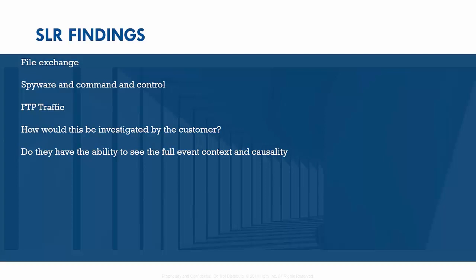So when we run an SLR, some of the findings that we're able to see are things like file exchanges, spyware and command and control traffic, and other types of traffic like FTP. So for a customer, some of the questions we may have for them are, how would this be investigated by the customer? If they saw spyware and command and control, how would they go about investigating this? And we'll discuss this further. And in their environment, do they have the ability to see the full event context and causality of that event?